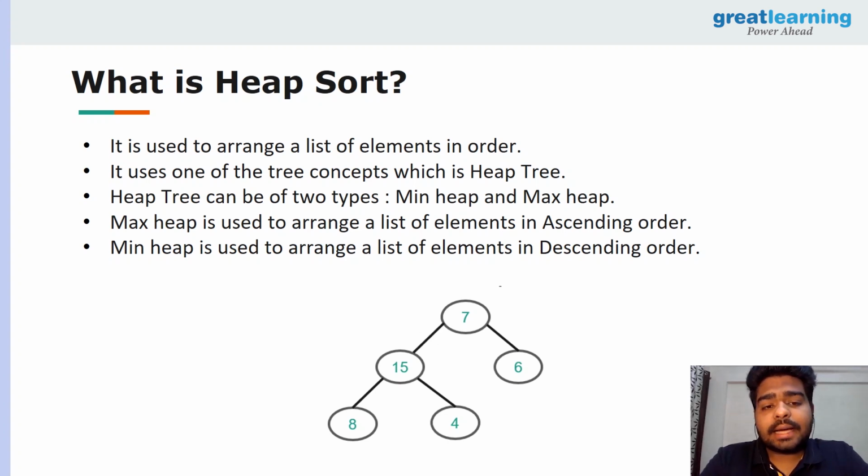While in minimum heap, what happens? It is used to arrange a list of elements in descending order. So just the opposite of what you will do in max heap, you will do in min heap. So you have to start from the biggest number and go down. Something like this. So if I create a min heap tree of the list of elements, for example, if I take these numbers, it will be something like this. Here it will come as 15, then 8, 7, 6 and 4. That is descending, right? And the opposite of this, which will be ascending order, will be a max heap.